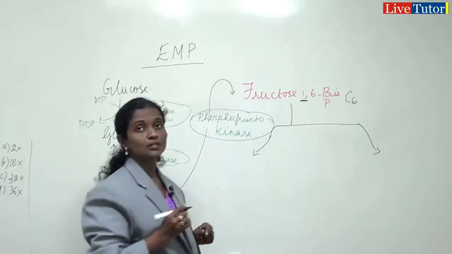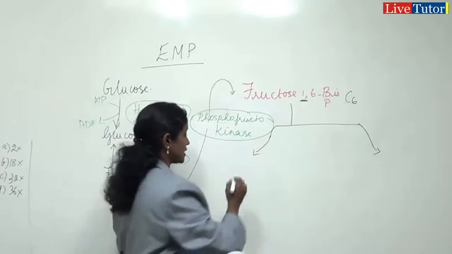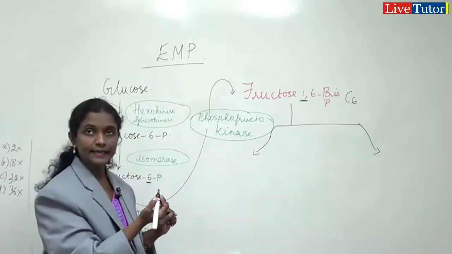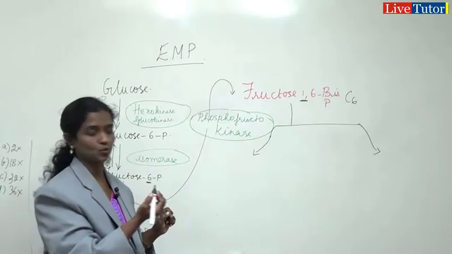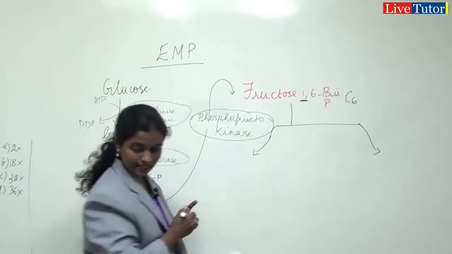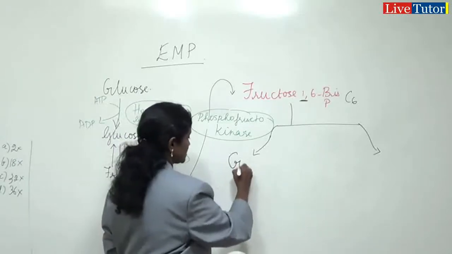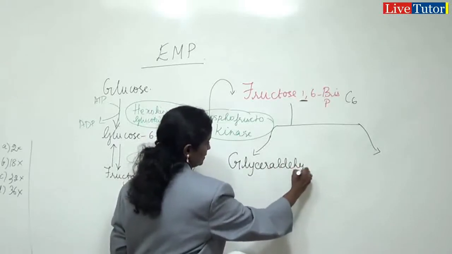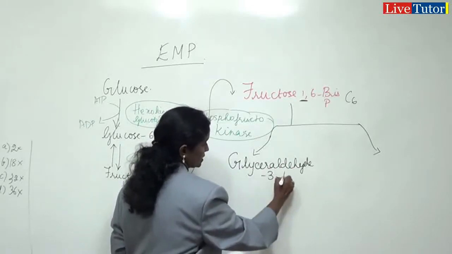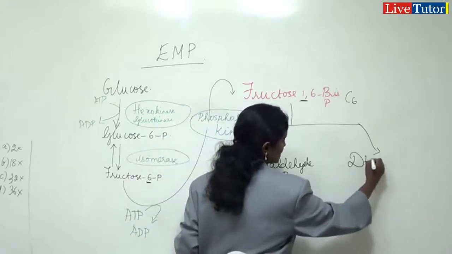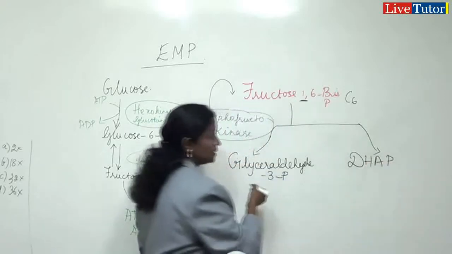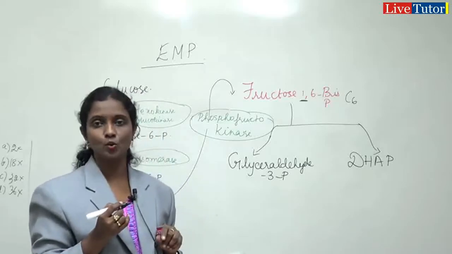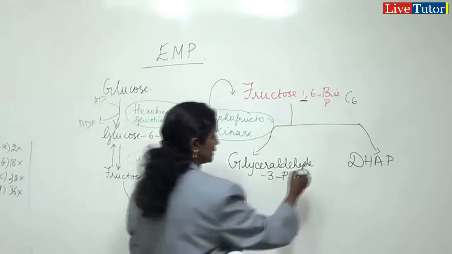So what are the 2 3 carbon sugars? Glyceraldehyde 3-phosphate and dihydroxyacetone phosphate, DHAP. One is an aldehyde, another one is a ketone. So they both are interconvertible.